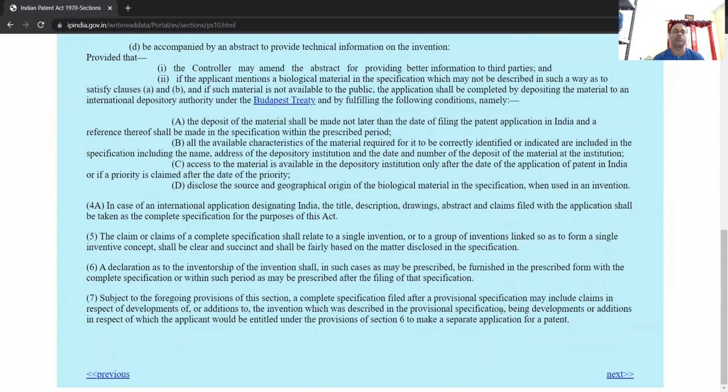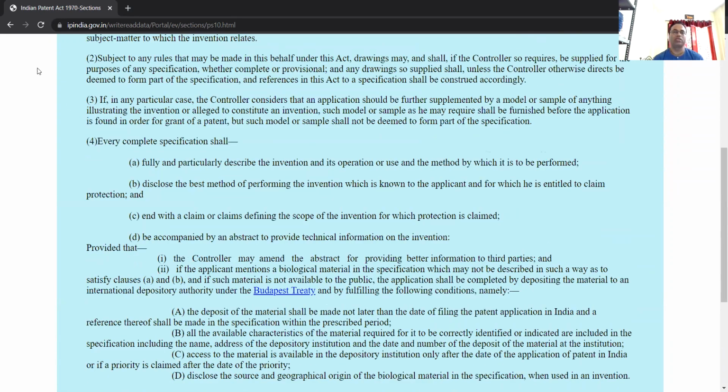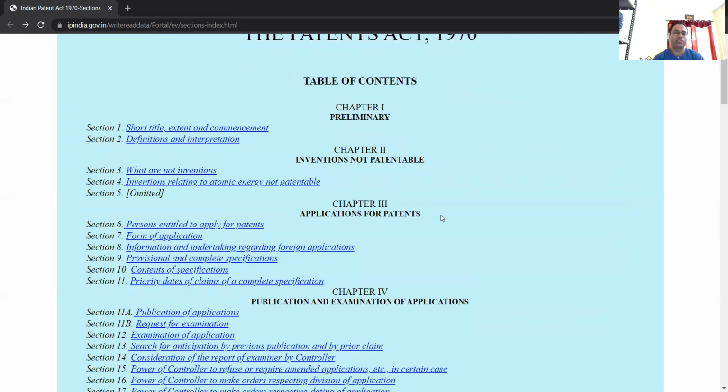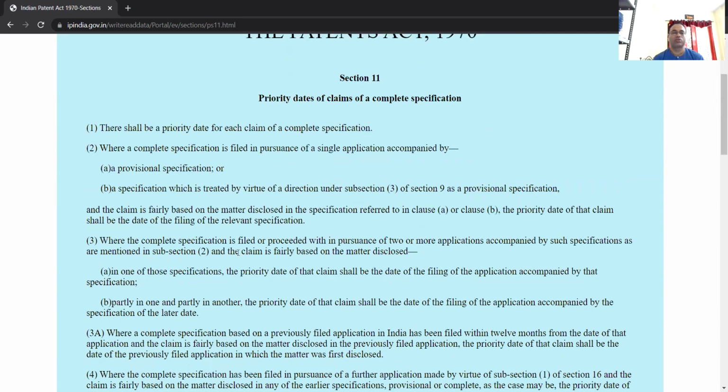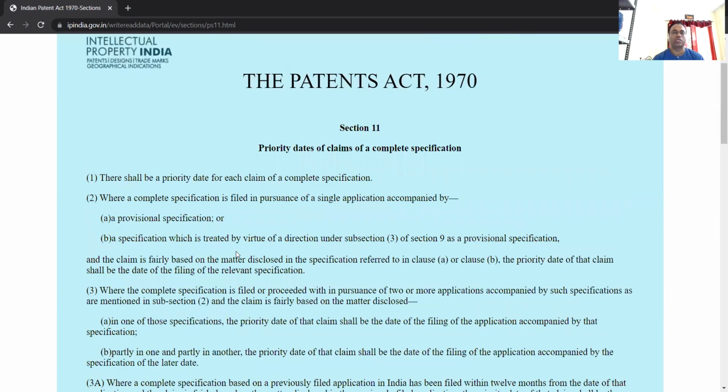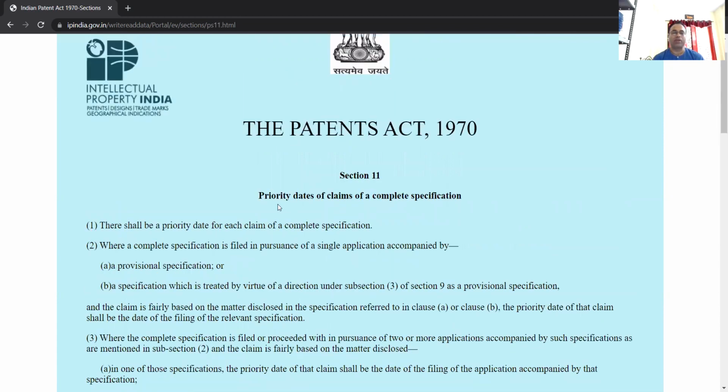Okay, so you can file a patent of addition as well as a separate application. So this completes section 10. Section 11 is priority dates of claims of a complete specification. Okay, so section 11 says priority dates of claims of a complete specification.